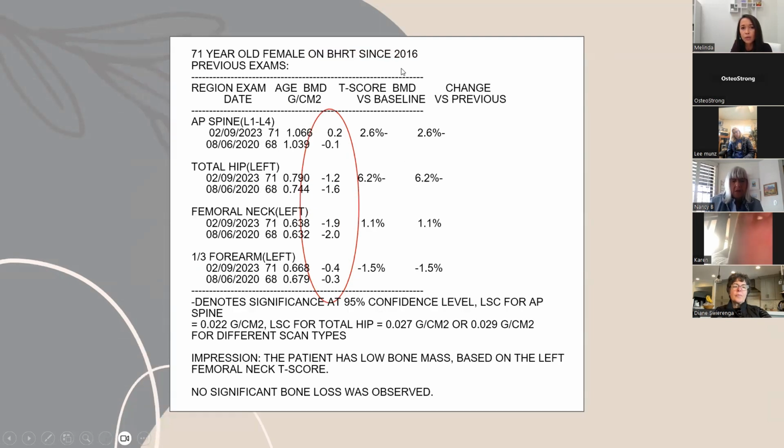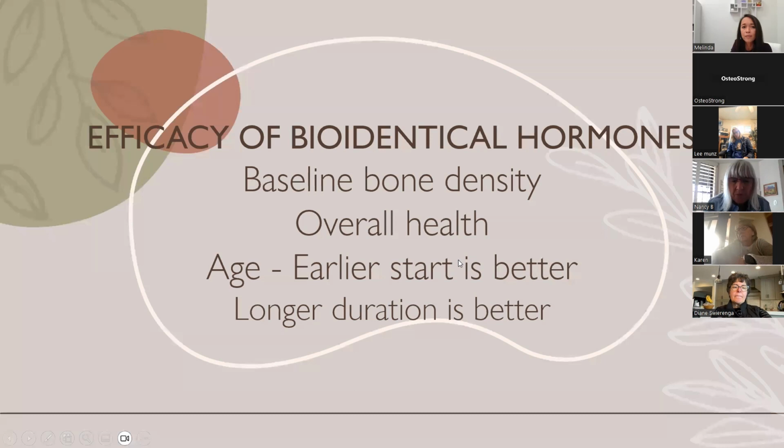A 71-year-old woman on BHRT since 2016, from negative 0.1 to positive 0.2, negative 1.6 to negative 1.2. So you see these are improved. This is a slight decrease here in bone density, but you see no significant bone loss was observed because this is a very slight decrease.